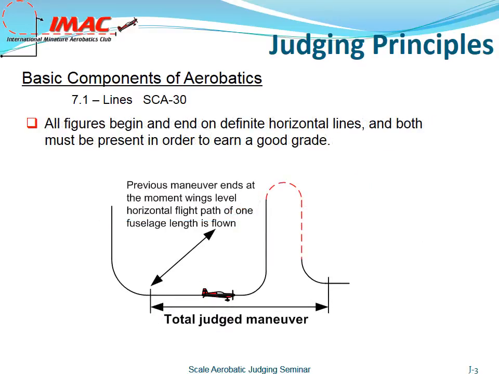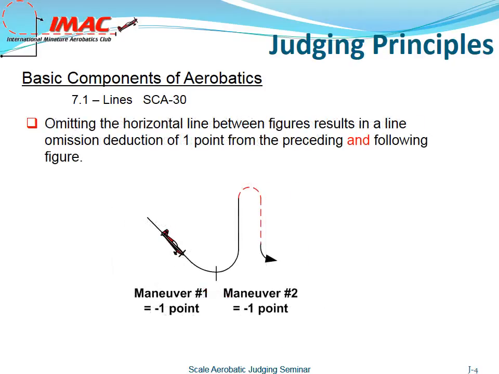All figures begin and end on definite horizontal lines, and both must be present in order to earn a good grade. Omitting the horizontal line between figures results in a line omission deduction of 1 point from the preceding and the following figure.